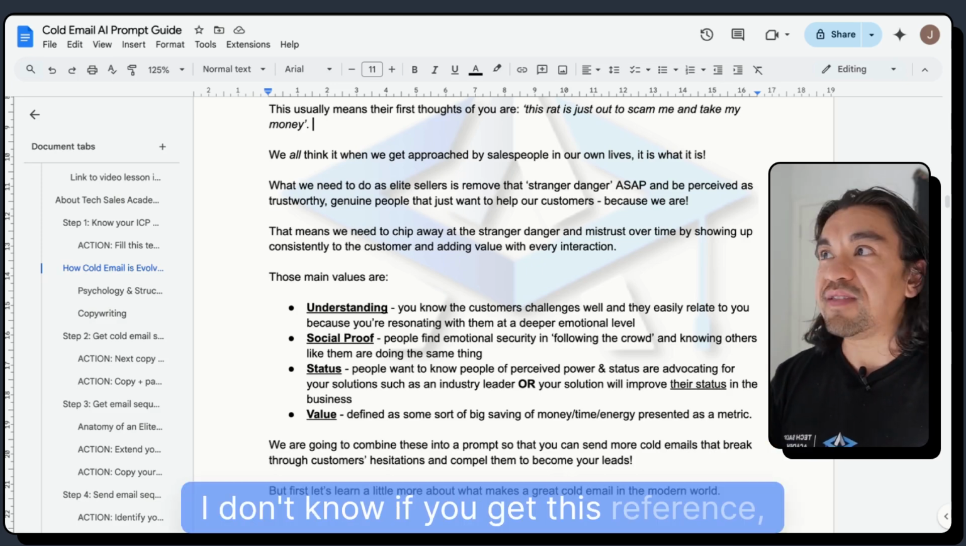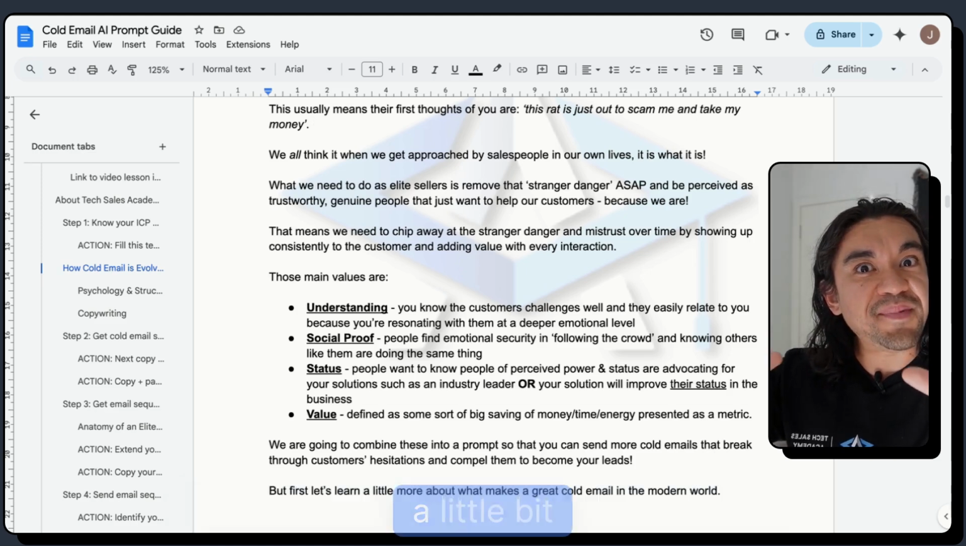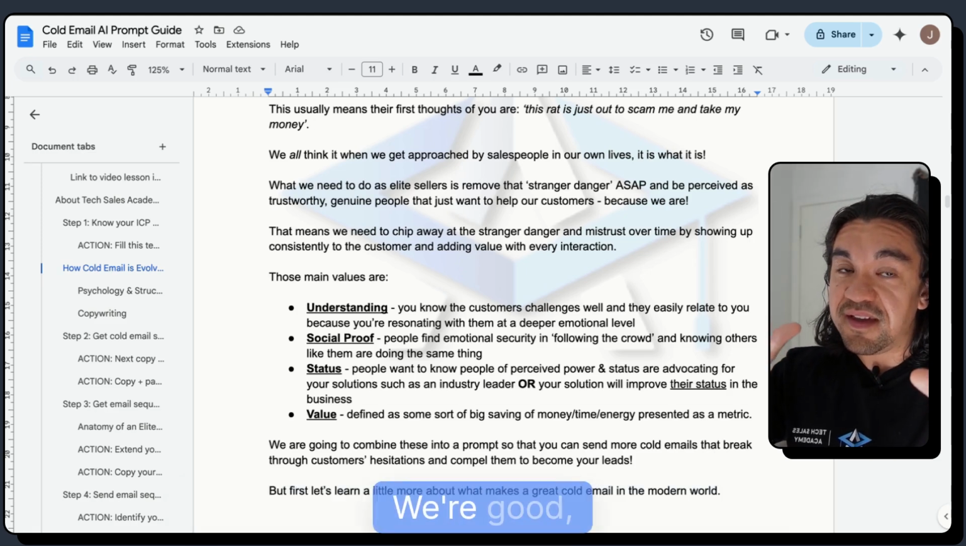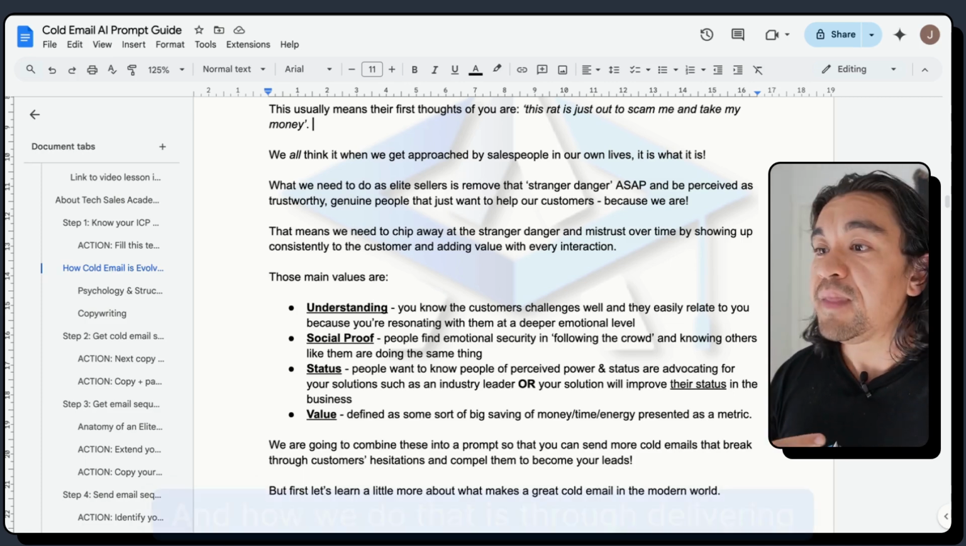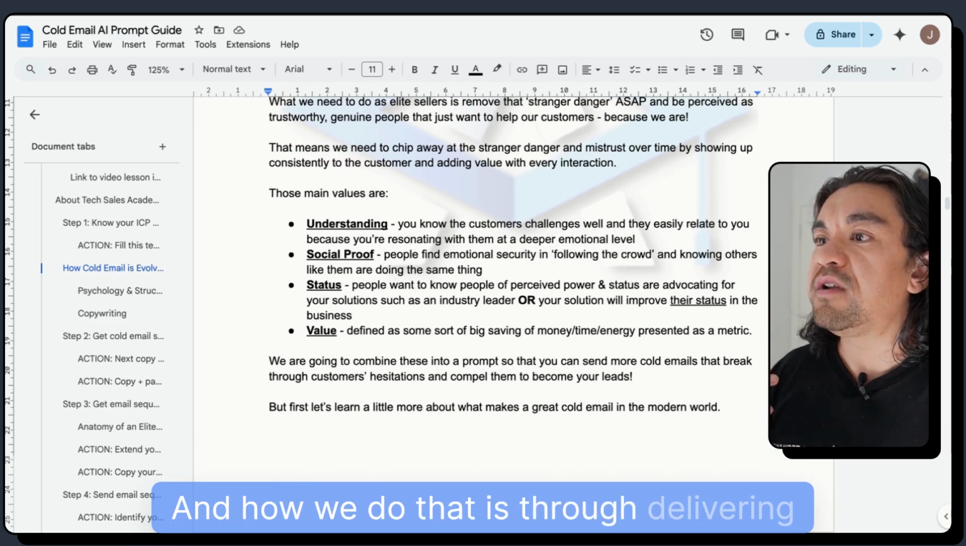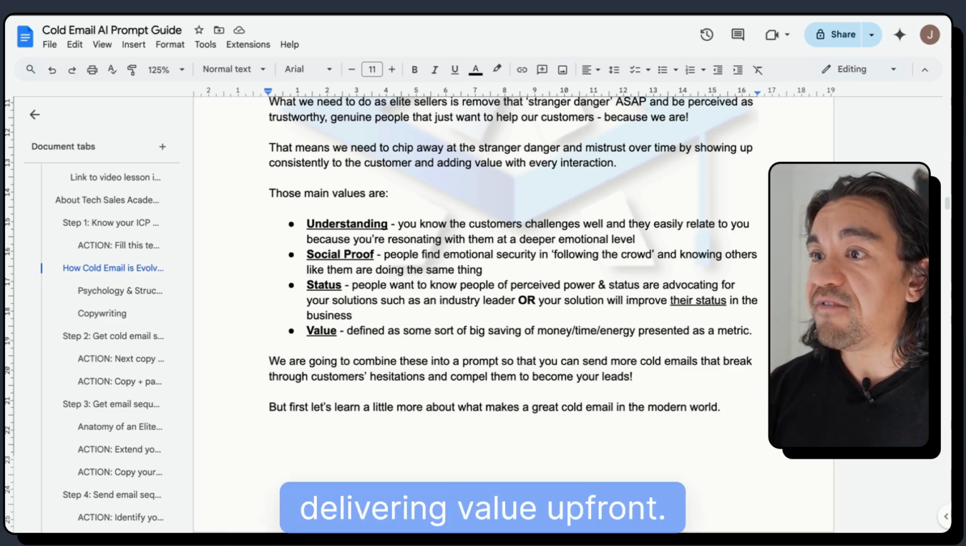I don't know if you get this reference, but in like Jurassic World, when Chris Pratt's just trying to tame the raptors a little bit, like, woo, woo, woo, woo, woo, easy, we're good, we're good. We need to do that to a degree psychologically with people. And how we do that is through delivering value, right? Being a value-based seller and delivering value up front.